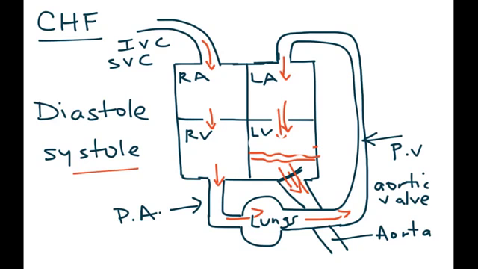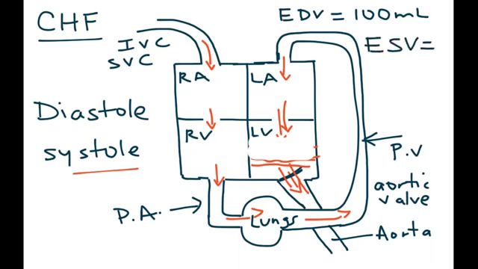So let's give some values here. Let's say at the end of diastole, your end diastolic volume, the amount of blood in the left ventricle at the end of diastole, is, let's say, 100 ml. Then the aortic valve opens and blood starts to come into the aorta, and eventually you have most of the blood, or if not most, at least some of the blood pumped out into the aorta. So then you have to look at the second value, which is end systolic volume. How much blood is left in the left ventricle at the end of systole? And let's say it's 40 mLs. So that means that 60 mLs went into the aorta.